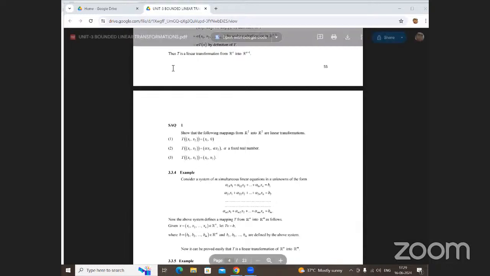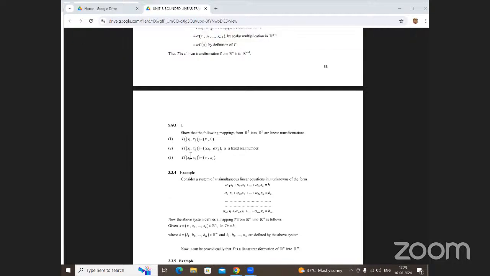Similarly, some other problems are also practiced here. Now there is a short answer question. See this example and this short answer question, and verify your solution at the end of this unit. T of (x1, x2) is given. In the domain there are two values, so the domain is R square. The image is (x1, 0), which also has two coordinates, so the codomain is also R square.